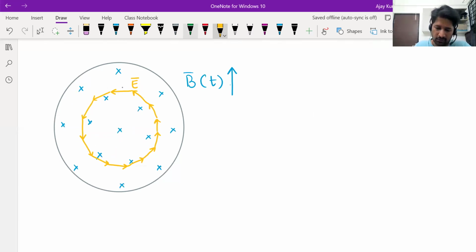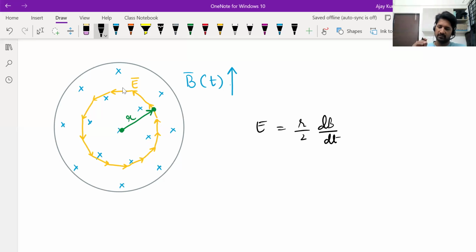Okay, so what was R in this derivation? See, the magnetic field was in a circular region, right? R is the distance in that circular region from the center where you want to find out the electric field. This distance was R. So only for this kind of a magnetic field, you can tell how much induced electric field it produces: R by 2 dB by dt. So as you go away from the center, as R increases, the electric field strength increases.